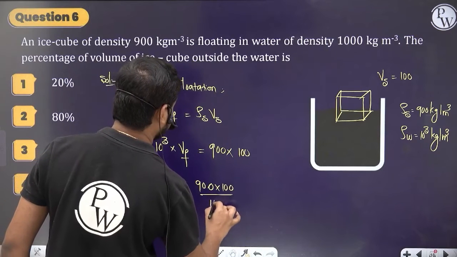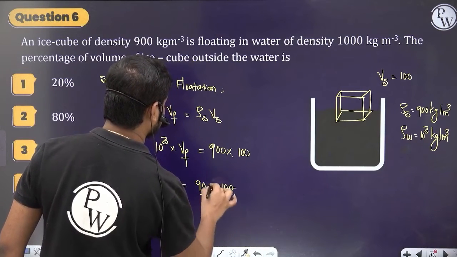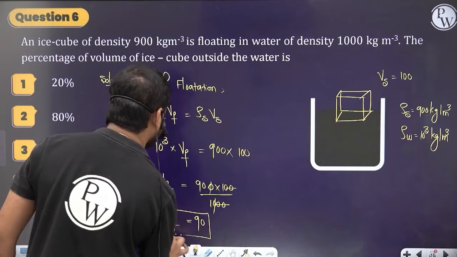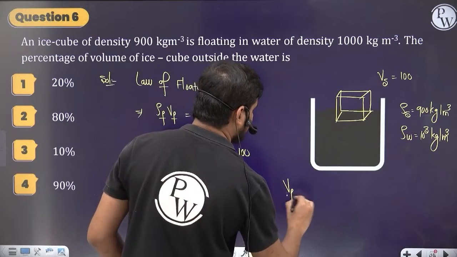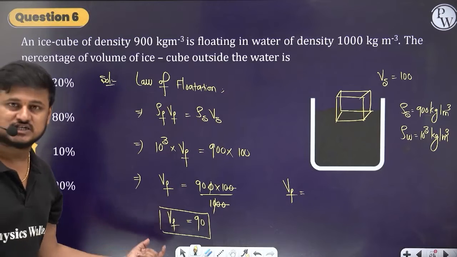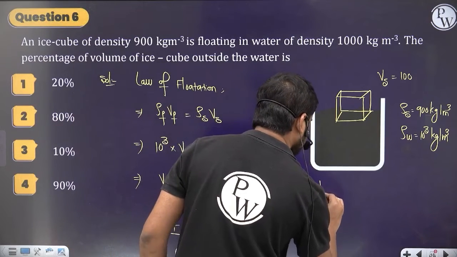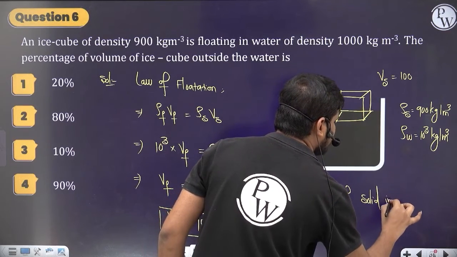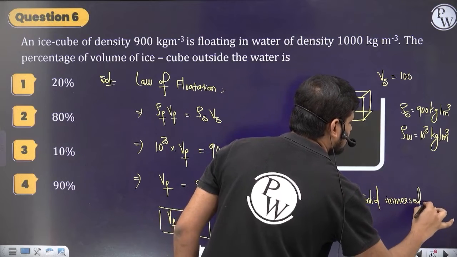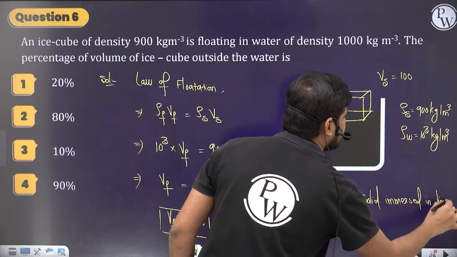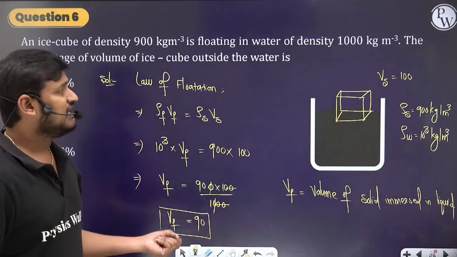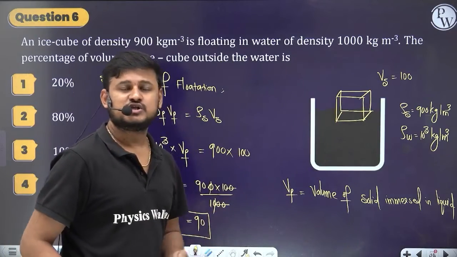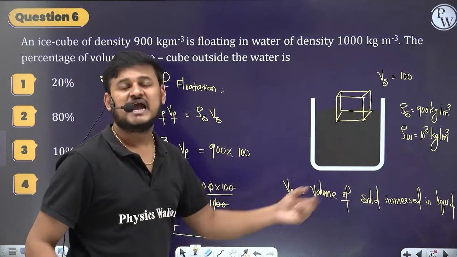10 to the power 3, meaning I am writing 1000 here. So 2 zeros cancel, 1 zero cancels. So what is Vf here? This Vf is the volume of the solid immersed in liquid, or here you can directly take water. When I consider the total volume as 100, the immersed part is 90. So that means 90% is immersed and 10% is outside.